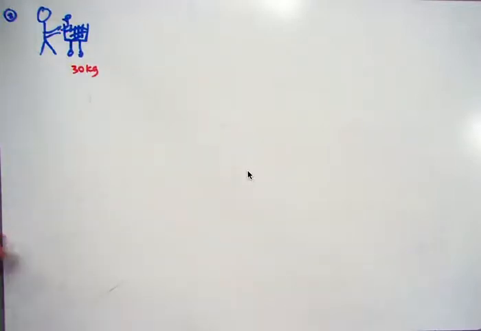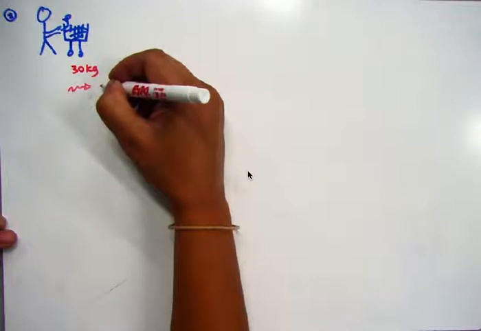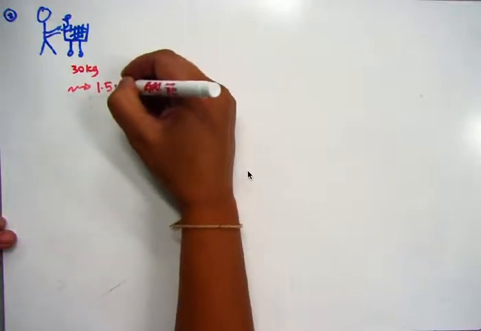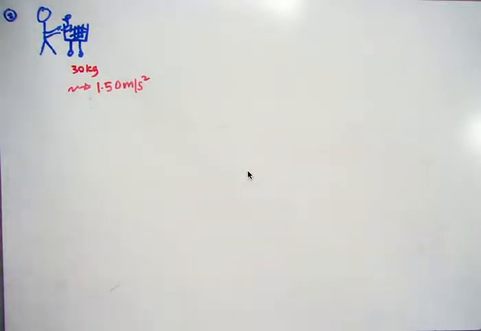We also know that the force of friction on the cart is 15. The question is, how hard does the man have to push? And it tells us that this cart is going to accelerate at a rate of 1.5 meters per second squared. So the first thing we have to do is make the force diagram.